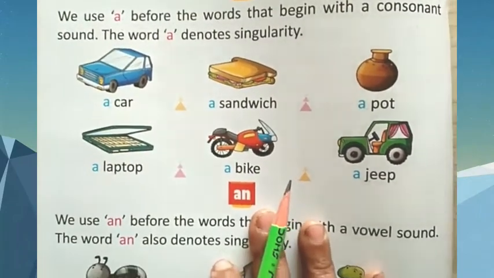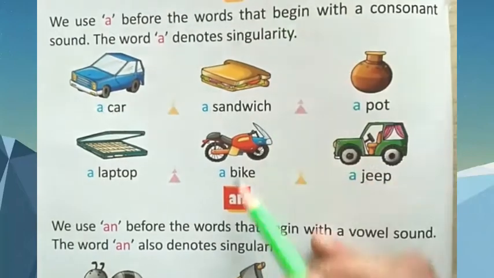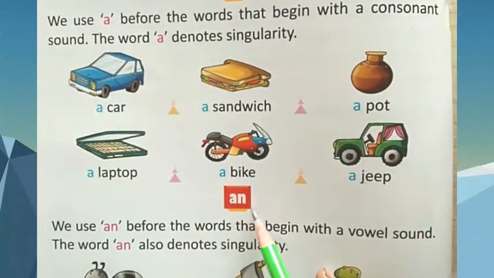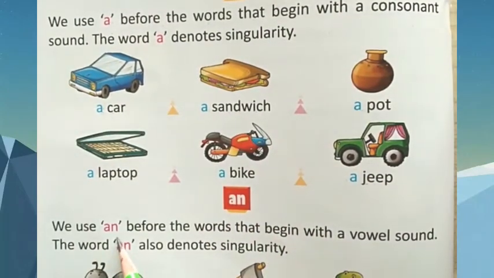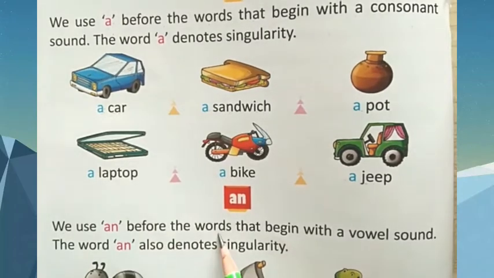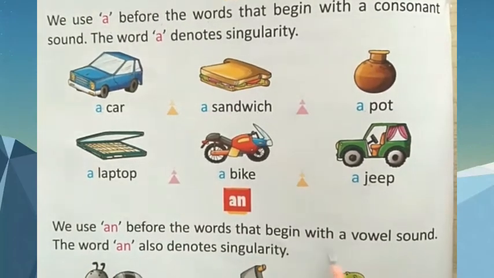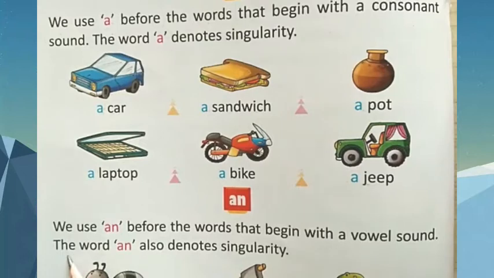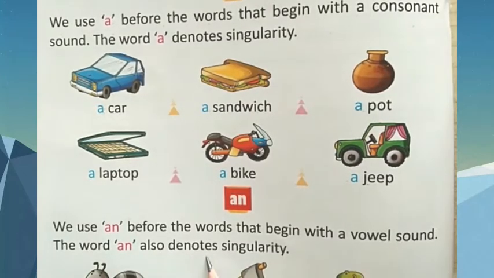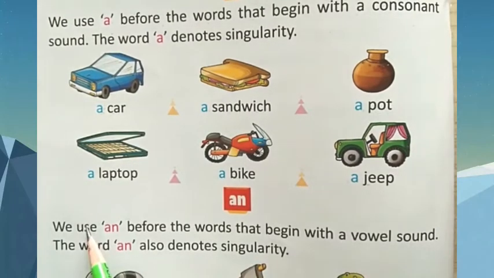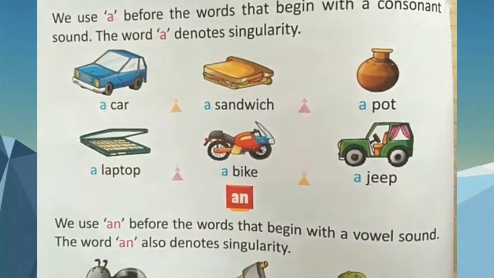After a, we will read an also. An. We use an before the words that begin with a vowel sound. The word an also denotes singularity. An. Let's read it.